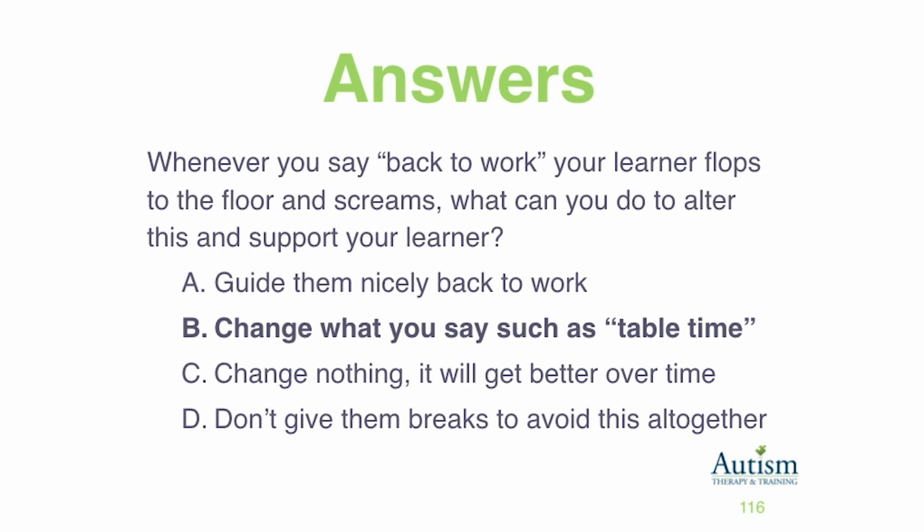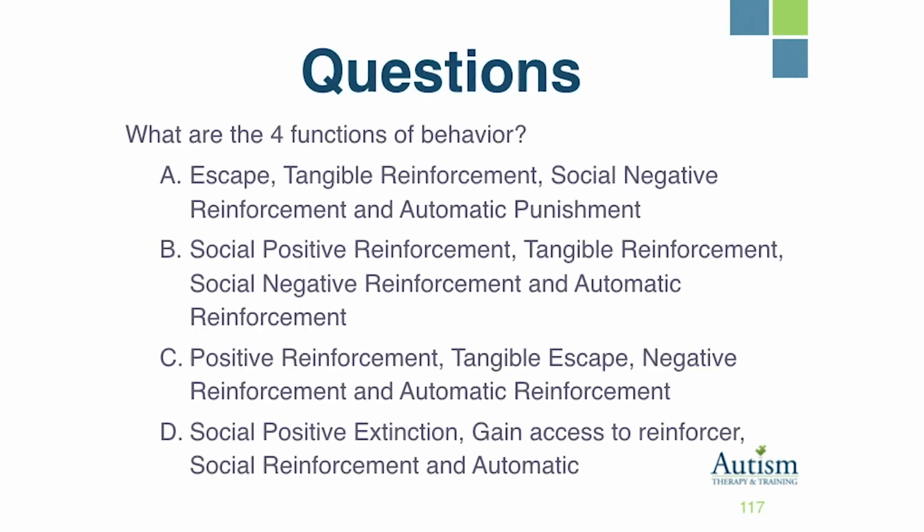And the correct response is B, change what you say, such as saying table time. Now, this is a great antecedent manipulation strategy. If you know that saying back to the table may trigger problem behavior, by changing the antecedent, that could resolve the issue. But of course, you may go back to it and then eventually pair that word back. But then again, you may need to look at what's happening at back to the table and why the refusal. But that might be a start.